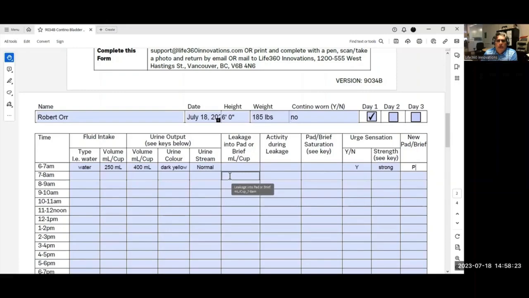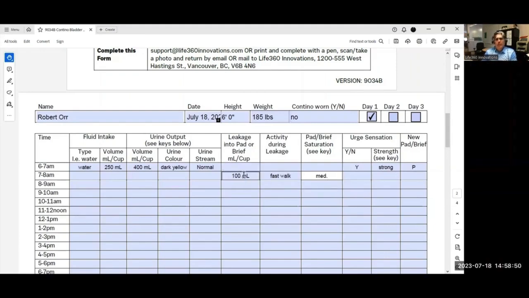It wasn't very significant. So I was able to measure it, and I could talk about that in a minute. And it was during, you call it, fast walk. And I would say the saturation level was medium. And I didn't have to replace the pad, and I didn't have the urge sensation before I had the leak.